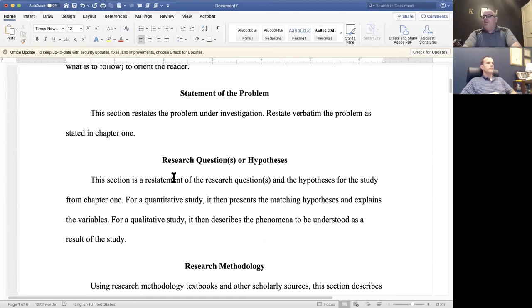Research questions. Again, this is pretty simple. The research questions for this study are, and copy and paste them. But in this chapter, no 1, 2, and 3. It needs to be in a paragraph. So do it in list form in a paragraph. Okay.